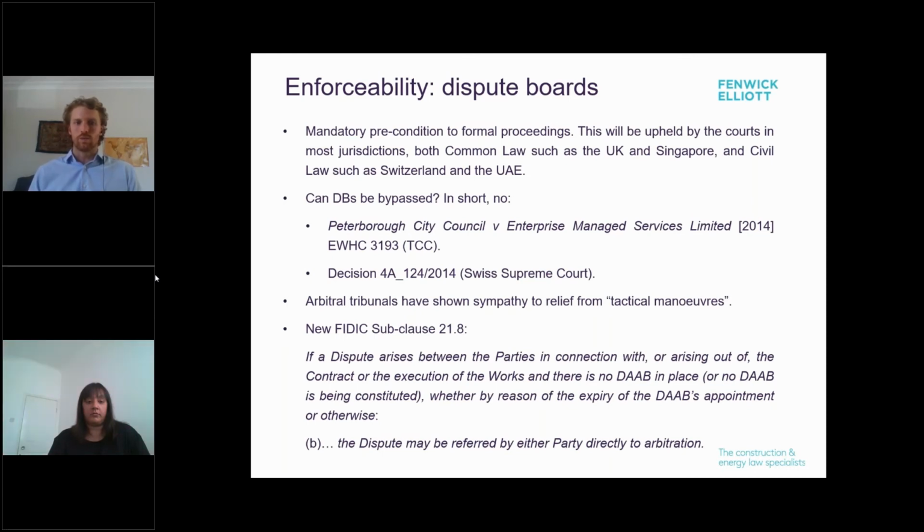But to summarize the issue, the risk is that if a party were to proceed to arbitration or court before completing the dispute board procedure without a valid justification, they may have their claim dismissed for lack of jurisdiction or any resulting award treated as void. So for our purposes, it's perhaps sufficient to say that unless the contract says otherwise, dispute board procedures should be treated as enforceable.